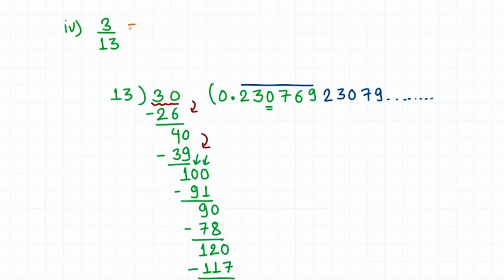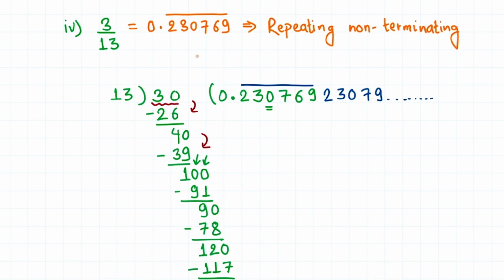So the answer to our 3 divided by 13 is 0.230769, right? And we need to put a bar above here because it's recurring. And we know that this is a repeating non-terminating decimal expansion. So these numbers are going to continuously repeat again and again and again, and it never terminates, okay? So that's our 4th question.